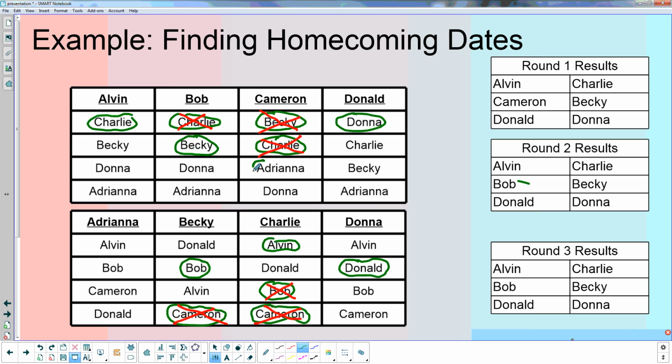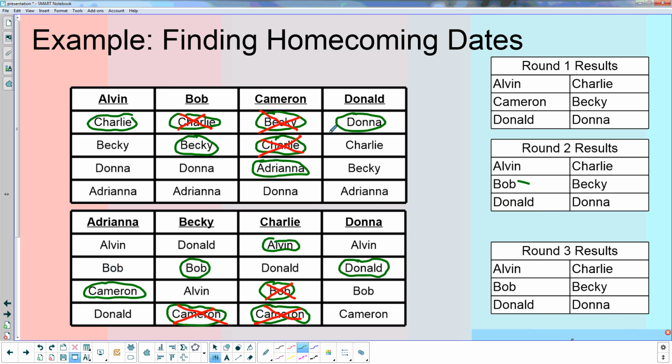And what actually ends up being our last iteration, Cameron proposes to Adriana. Since she does not have any other proposals, she accepts Cameron's proposal, and they end up going to the dance together. Notice that through this process, all the boys got their top pick. Alvin got to go with Charlie, and Donald got to go with Donna. That's the top pick that they could get, and that's the top pick that they wanted. Bob and Cameron didn't necessarily get their top pick, but they got the best possible pick from the rest of the dating pool.